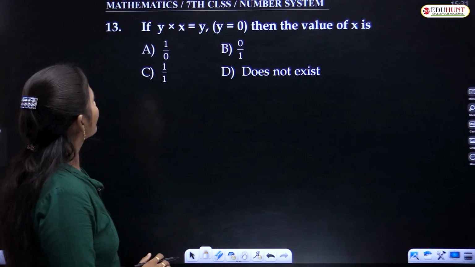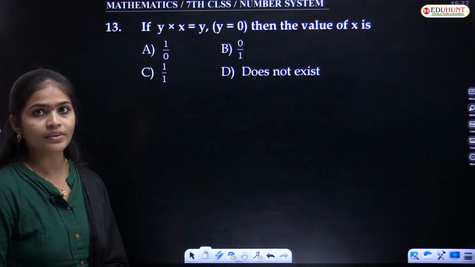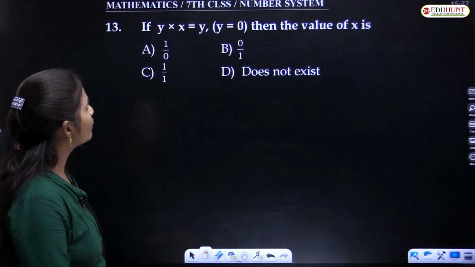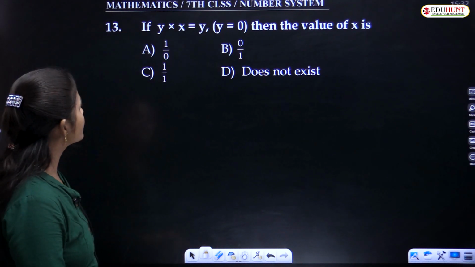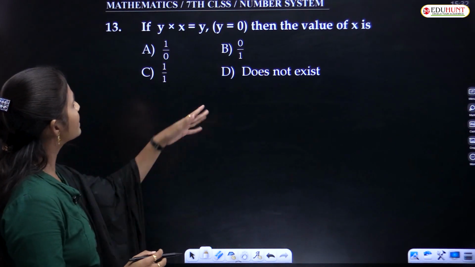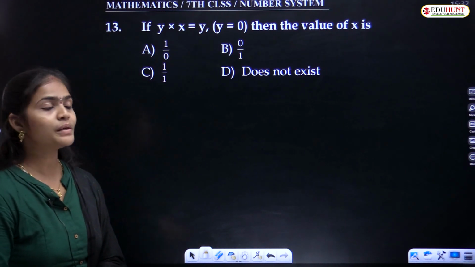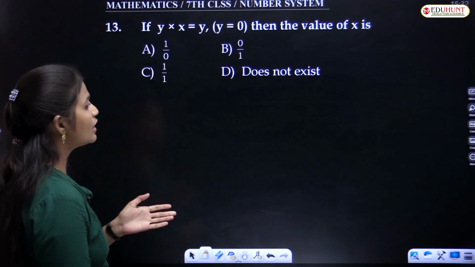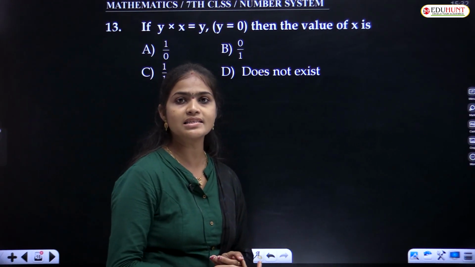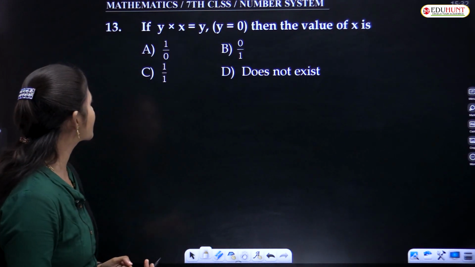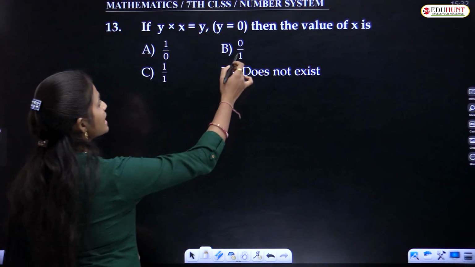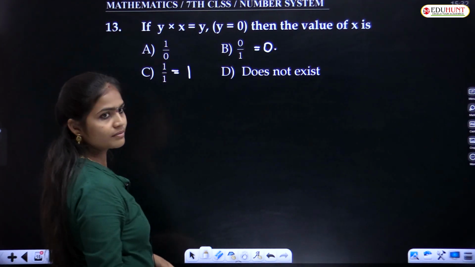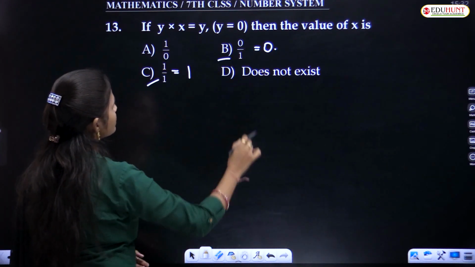Next, y into x is equal to y. Then what is the value of x? How is it possible? 0 into 1 is equal to 0. Whatever it may be, y is equal to 0. Any number multiplied by 1, you will get the number itself only. So 0 into 0 is equal to 0 only. So which option is correct here? We can say 0 by 1, you will get 0 and here you will get 1. We can take these two here.